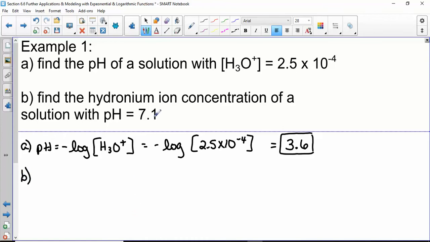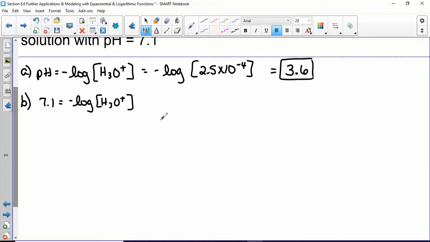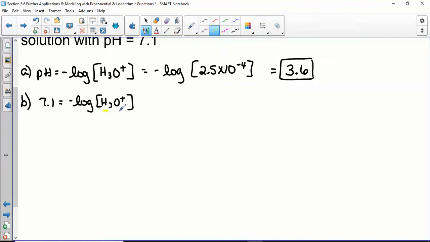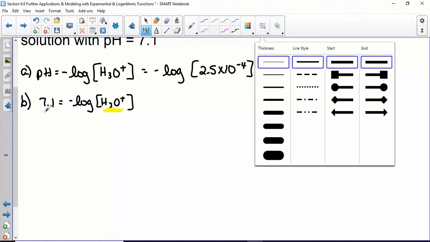Part B. This time I gave you the pH and I'm asking for the hydronium ion concentration. So using my formula, the pH is 7.1 equals a negative log of H3O plus. So I'm asking you to solve a log equation here. You have to solve for what is inside. The H3O plus is what you have to find.